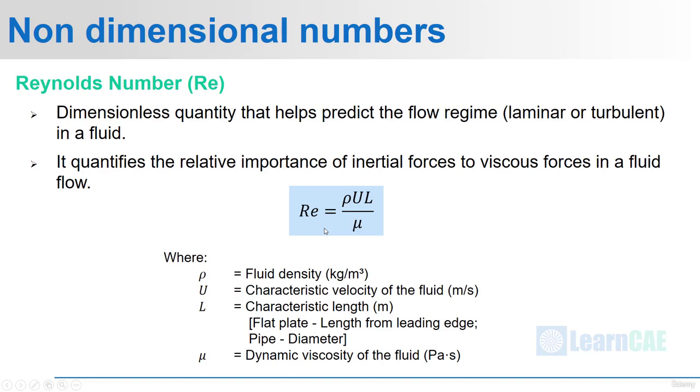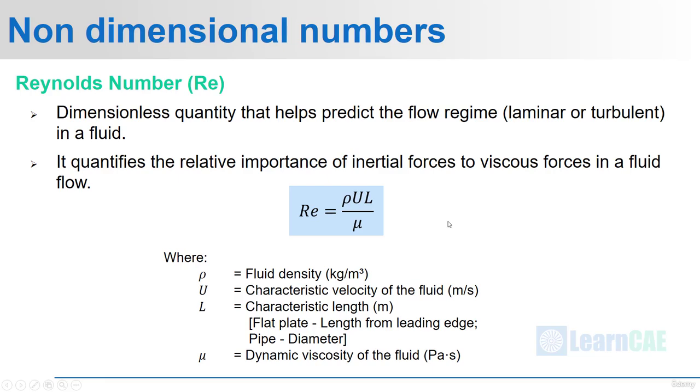The formula is given as Reynolds number equal to rho into U into L divided by mu, where rho is the fluid density, U is the characteristic velocity of the fluid, L is the characteristic length, and mu is the dynamic viscosity of the fluid. The unit is Pascal second. In case of a flat plate, the characteristic length is given by the length from the leading edge, and in case of a pipe, the characteristic length will be the diameter of the pipe. So this is the formula for Reynolds number. It is nothing but the ratio of inertial forces to viscous forces.